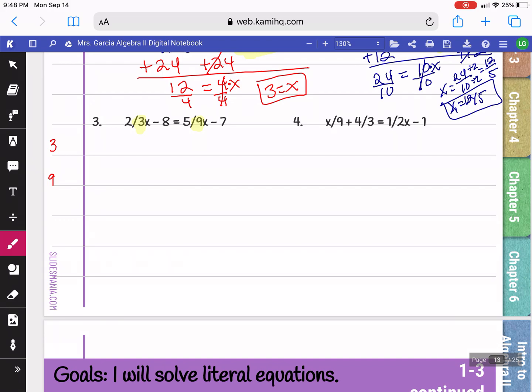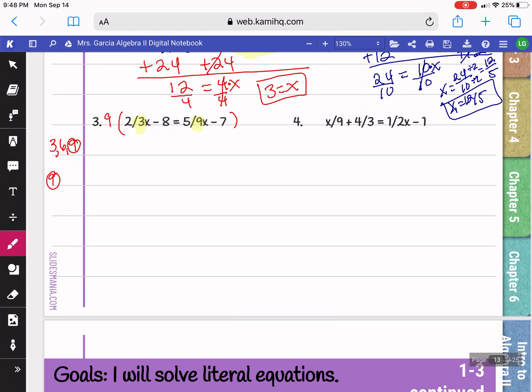So if we take multiples of 3 and multiples of 9, we want to find the smallest one that they have in common. So 3 can become 6. If you add 3 more, it becomes 9. So a common denominator for 3 and 9 would be 9. So what I'm going to do is multiply the whole thing by 9, so everything on both sides by 9.